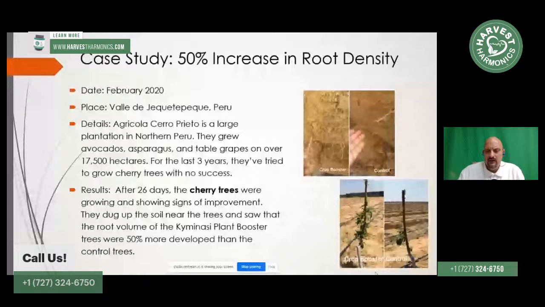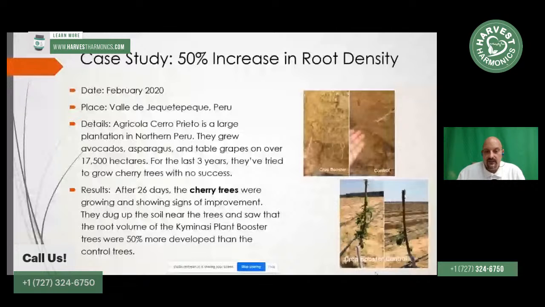But like I said, for the last 3 to 4 years, they've been trying to grow cherries down there to increase their profitability. And for the last 3 years, they've had no success. They couldn't get the cherries to really take. They couldn't get the seedlings to really grow. They've been having all kinds of different problems.